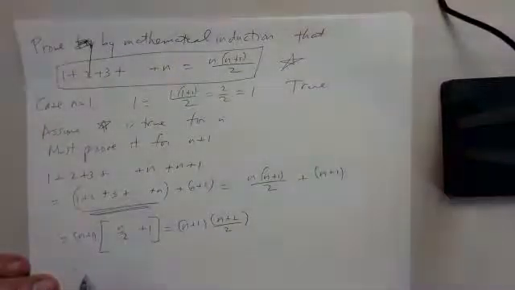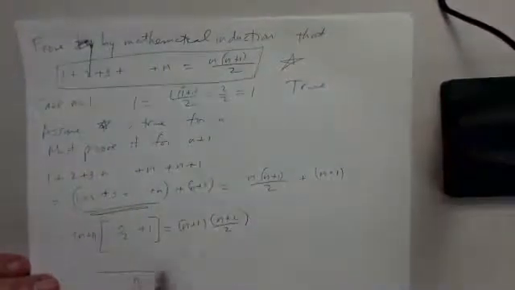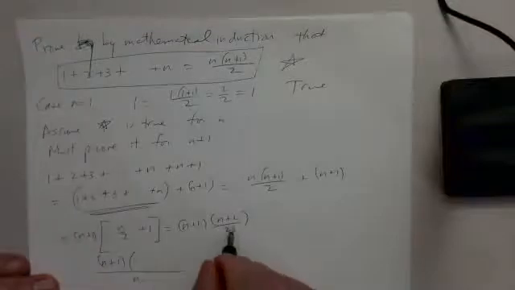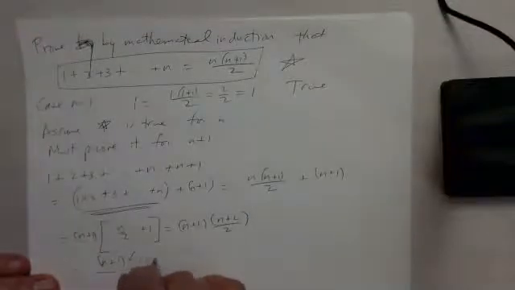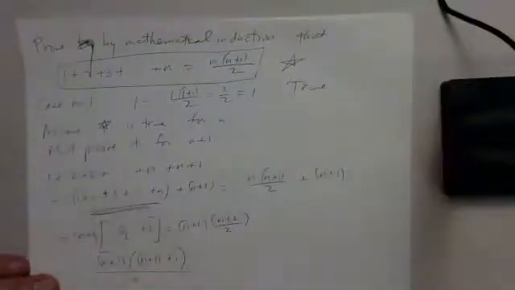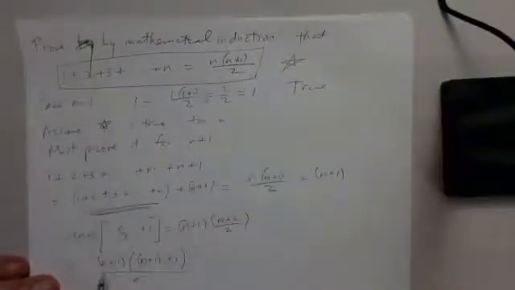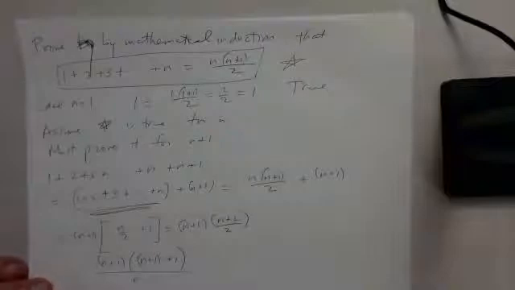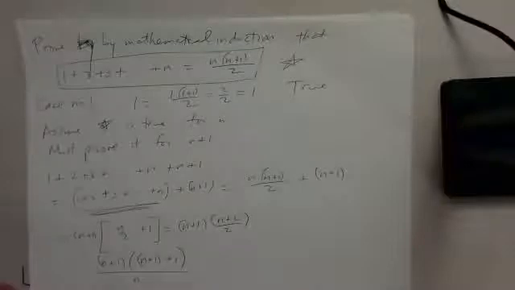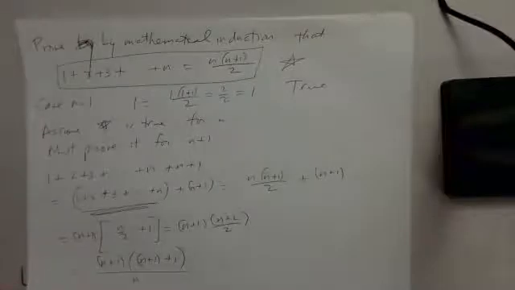So I can write that as something over 2. And what over 2? n plus 1 times n plus 2, which is n plus 1 plus 1. And that is exactly this formula if I replace n by n plus 1. So therefore, the statement is true for n plus 1. And that means we're done.